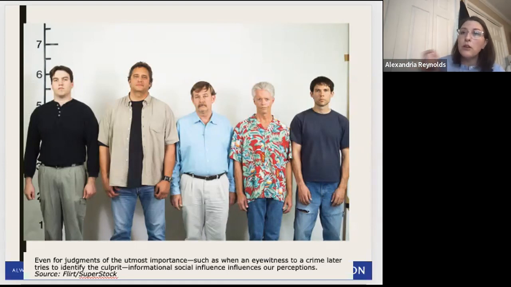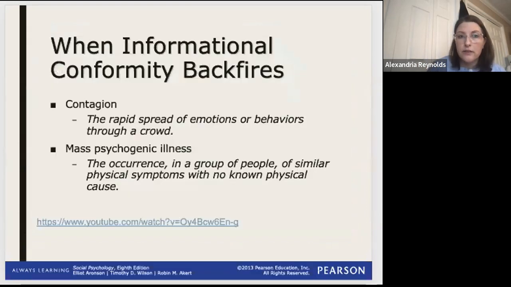to conform. So it's a particular context where we will go with the crowd because we think, well, this must be a really important thing and I don't want to mess this up. Does that make sense? So when you don't want to mess it up, you're going to be more likely to go with somebody who seems confident, even though there's no private acceptance there. You don't think that it's right. You are going to go along with it because it's a really important task. Now, there are cases when informational conformity is going to backfire.